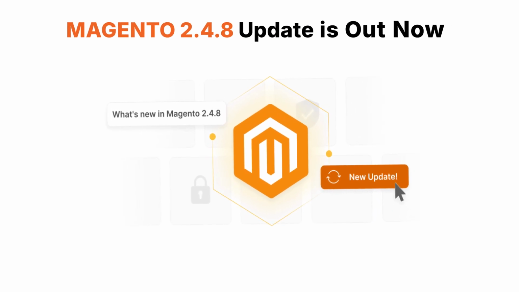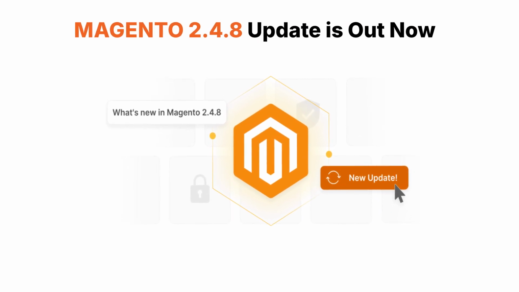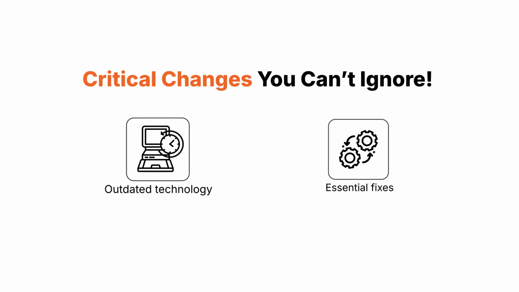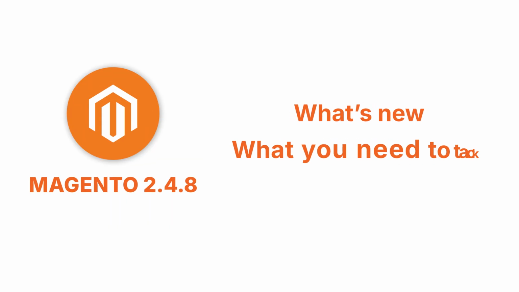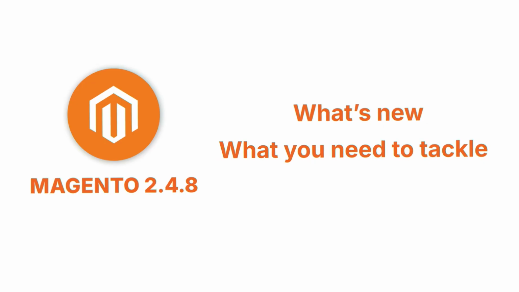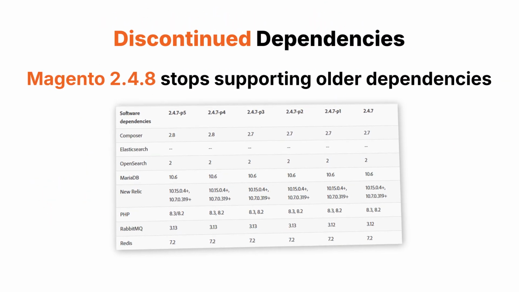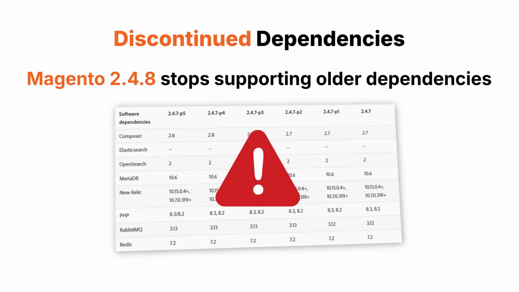Magento Open Source 2.4.8 is here, and it brings changes that could disrupt your store if you're not prepared. From outdated tech being dropped to essential fixes, this video shows you what's new and what you need to tackle. Let's jump right in. First, Magento 2.4.8 stops supporting older dependencies, meaning your server setup needs attention.